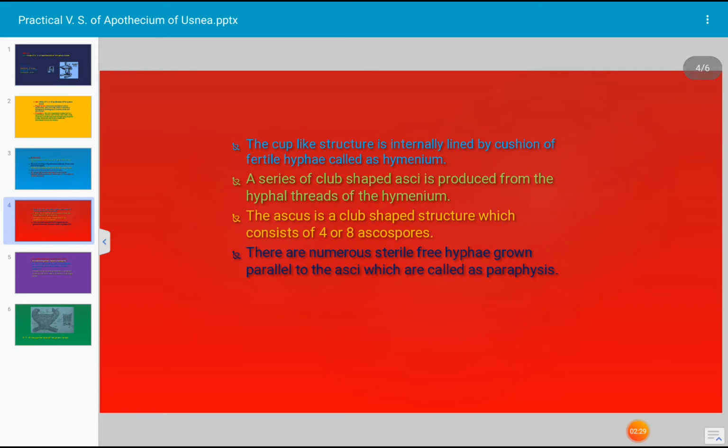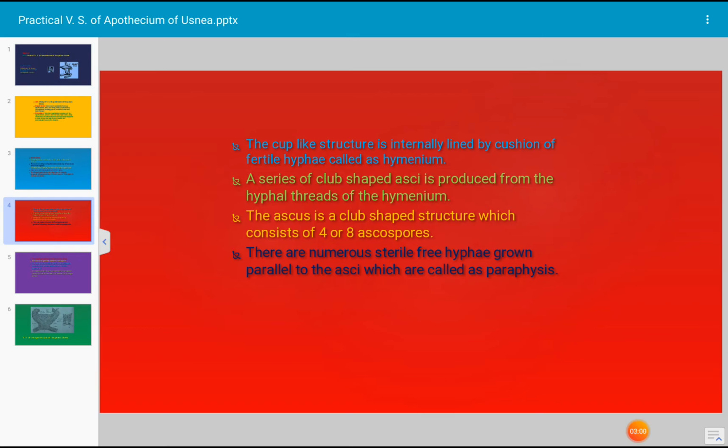The cup-like structure is internally lined by a cushion of fertile hyphae. That layer is known as hymenium. A series of club-shaped asci are produced from the hymenial layer of the apothecium. The ascus is a finger-like or club-shaped structure that consists of 4 or 8 ascospores.